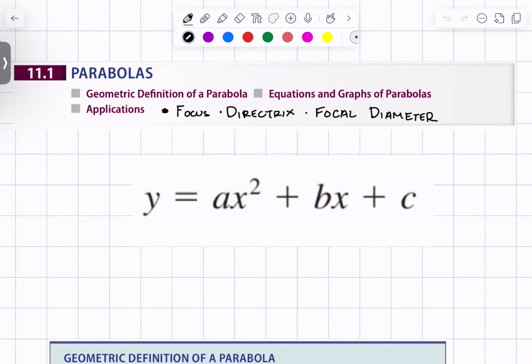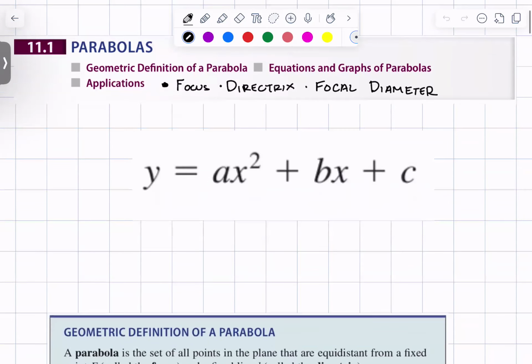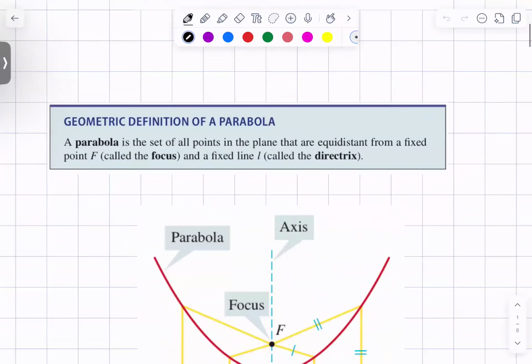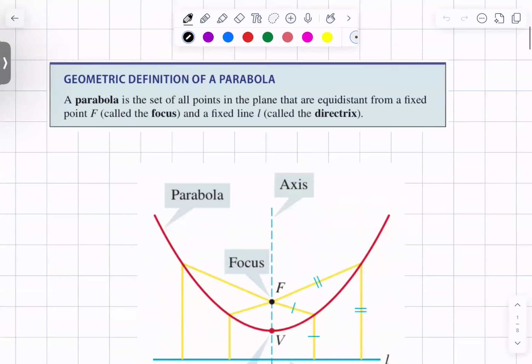So this here, the equation is the general equation of a parabola that's vertical. Okay, a vertical parabola that you guys know. Just wanted to give you guys a sense of what we're going to be doing. Here is the definition of a parabola. A parabola is a set of all points in a plane that are equidistant from a fixed point called the focus and a fixed line called the directrix.